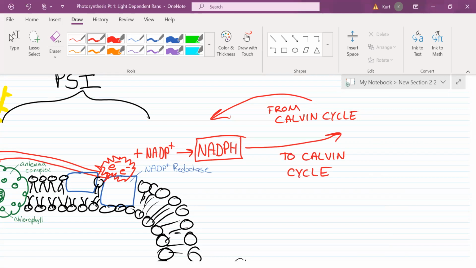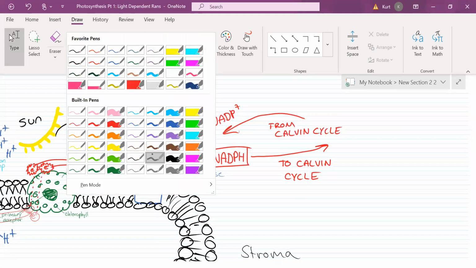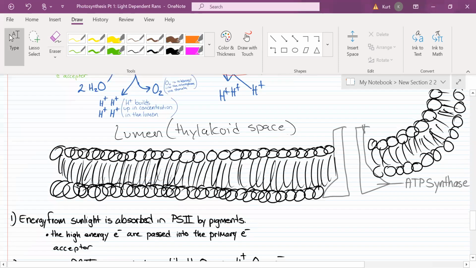Why do one of your parents always go to the grocery store, like maybe once a week? Why? You're out of food. You got to reload. Why do you go to the gas station every week or so? You got to reload. You got to restock your supply. And so NADP plus is going to come back from the Calvin cycle and get reloaded again. And it's going to go back and forth and back and forth and back and forth. Okay, any questions on that? No? Let's go to the sixth and final step.